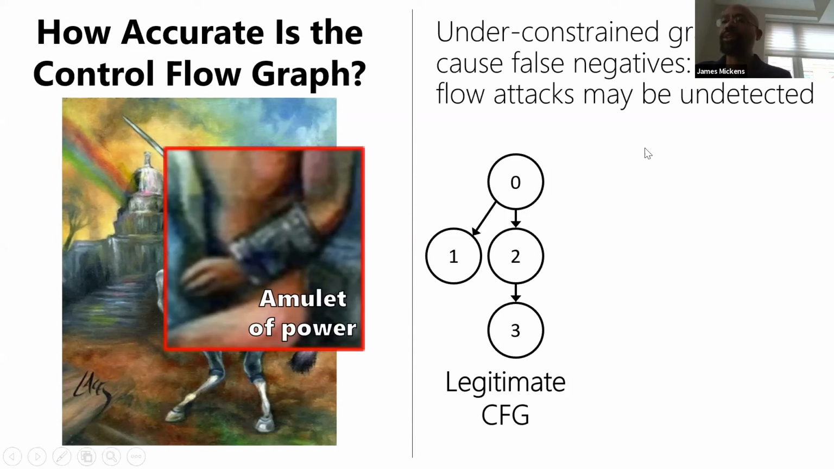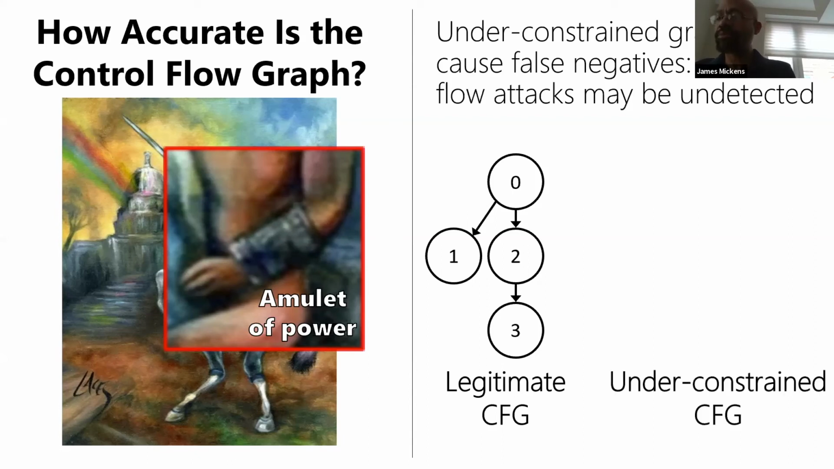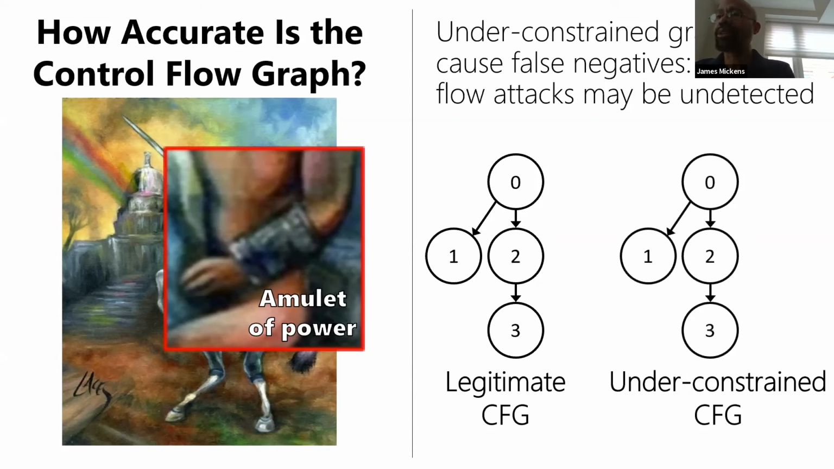So let's assume that, once again, those 0, 1, or 2 are basic blocks, C-level statements, something like that. So if the legitimate CFG looks like this, you might have an under-constrained CFG that looks something like the following. So we have everything we had off to the left, but then some extra nodes over here, right? So it's under-constrained because it doesn't actually prevent all of the bad control flows.